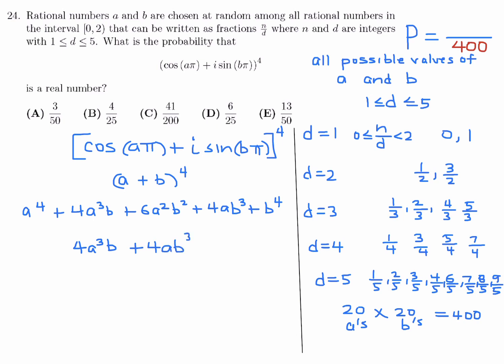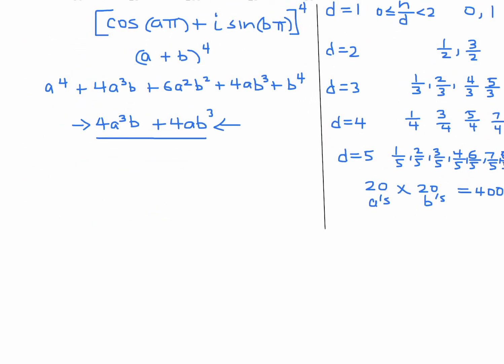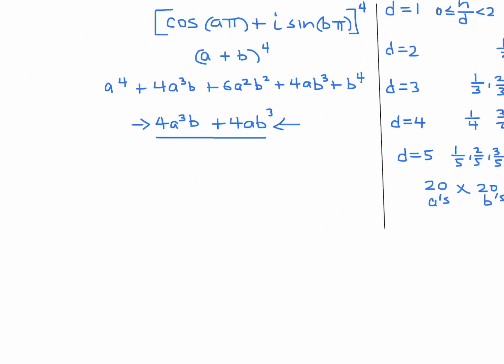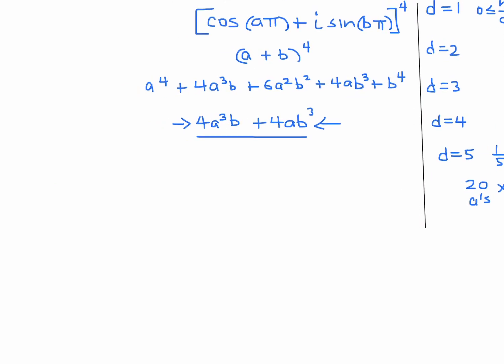This one is b to the 4th, but when you take i to the power of 4, it becomes 1, and that makes it real. So it's no longer imaginary. So the only parts that have imaginary, the i, is this. So this is what we need to concentrate on. So we've got this 4a to the power of 3 b plus 4ab to the power of 3.